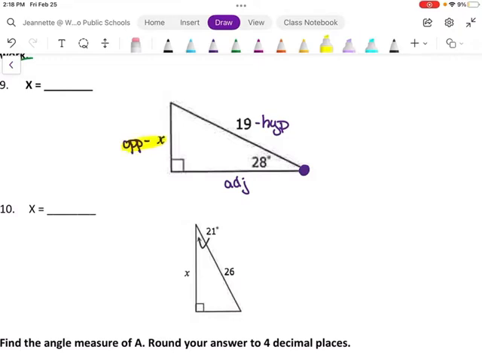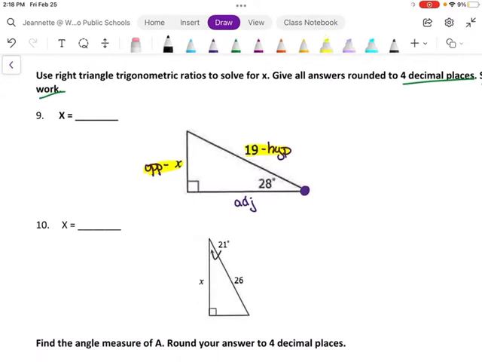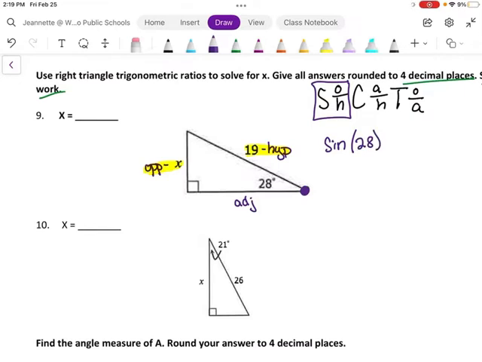So looking at what they have, we're looking for x, and we know that the hypotenuse is 18. So looking at SOHCAHTOA, we have opposite and hypotenuse, which would be O and H. So we're going to be using sine. When you write your equation, you're going to start with the function, and then you're going to put the angle. So sine of 28 equals the fraction. So our fraction is opposite over hypotenuse, which would be x over 19.